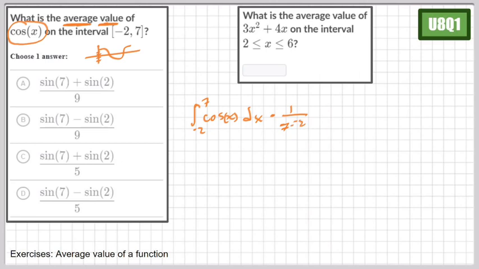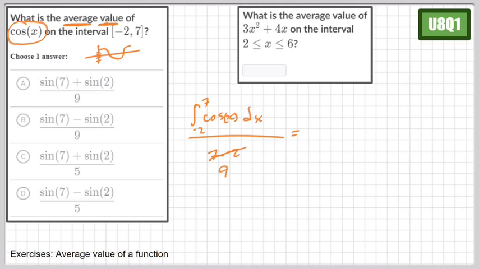Usually, though, you'll see this in front because it looks nicer. It's more elegant. But I'm going to go ahead and leave it underneath for now. So we have 7 minus -2, which is 9. And then we have to do the integration up top. So that's going to look like this.